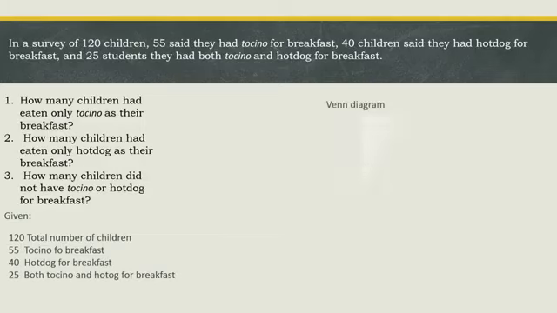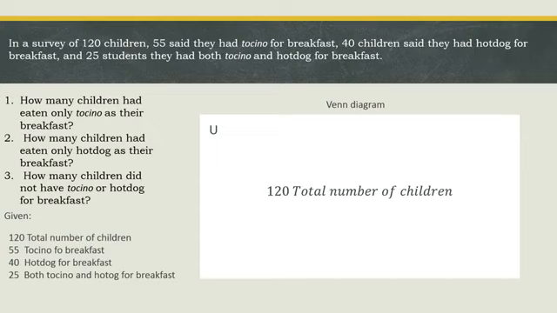So Venn diagram. So this is our Venn diagram, and what's the cardinality, or pila ka buok ang naa sa atong universal set? Okay. So you have 120 total number of children. So take note of that.